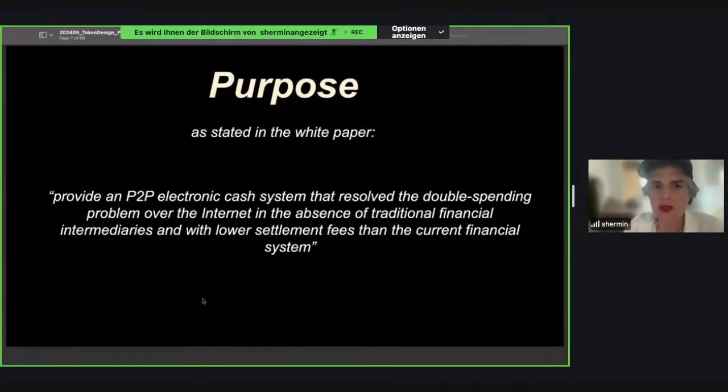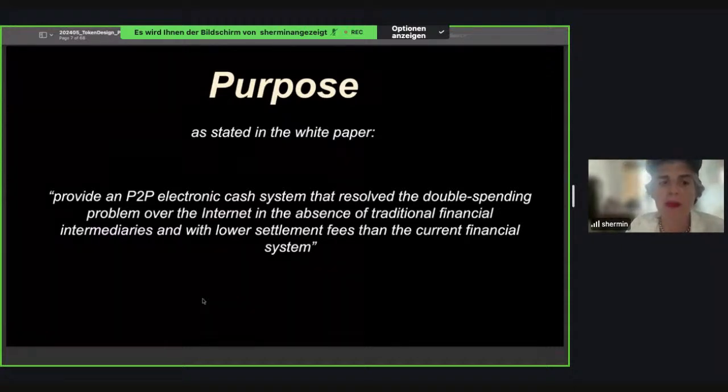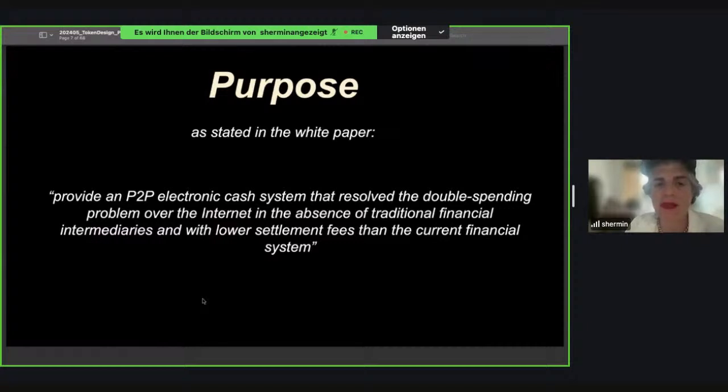So if you remember, last week we walked through the question set of this design thinking framework, and the first question was, what is the purpose of the system you want to create? So to repeat it, and it is stated in the white paper that Satoshi released in 2008, the purpose of Bitcoin was to provide a peer-to-peer electronic cash system that resolved the double spending problem over the internet in the absence of traditional financial intermediaries, and with lower settlement fees than the current financial system.